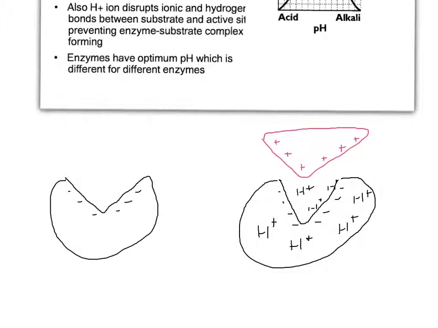Okay, because of the change in shape of this molecule here, the enzyme, but also the attraction of these protons to the negative charges around an active site. Okay, which means that this substrate molecule can't get access to the active site.